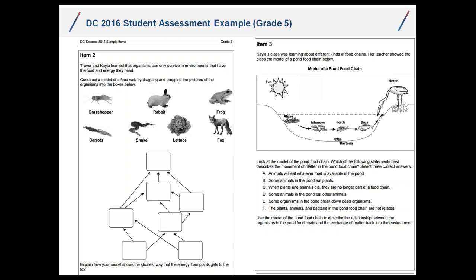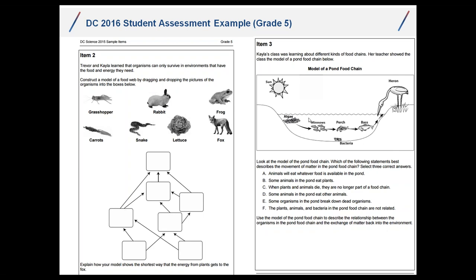Okay. I look at the model of the pond and food chain. Which of the following statements best describes the movement of matter in that pond food chain? Okay. Use the model of the pond food chain to describe the relationship between organisms in the pond food chain and the exchange of matter back into the environment.